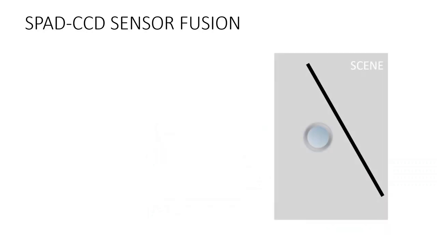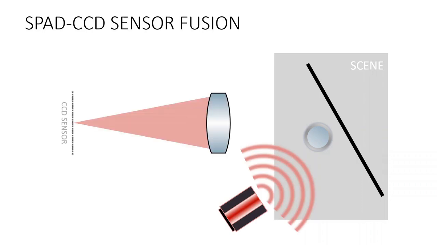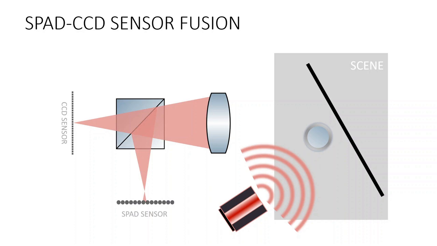In our proposed setup, we illuminate a scene with a pulsed laser and view the scene through a single objective lens that projects the image onto a CCD and a SPAD sensor. Note that the SPAD sensor is moved slightly out of focus. We do this because our SPAD sensor has a fill factor of only 2%. By blurring the image, we mix information from every scene point into multiple active pixel areas, so that no information is lost in the inactive area of the sensor.